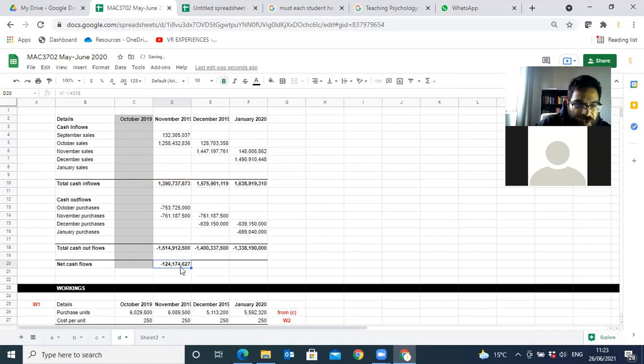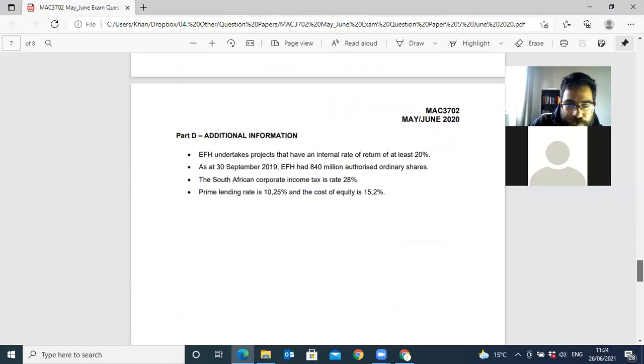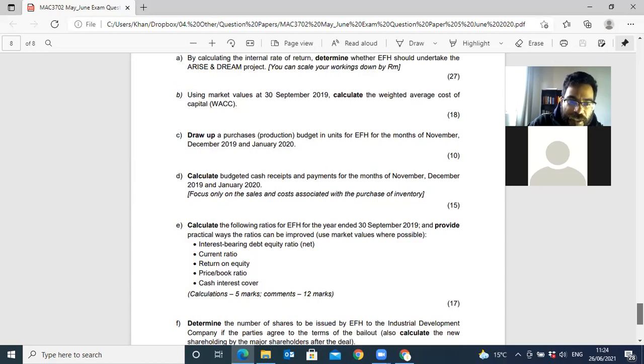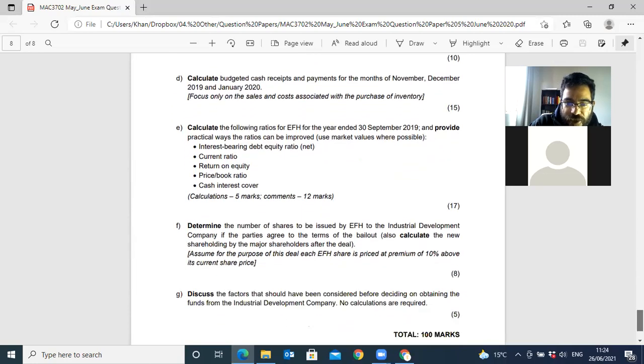They didn't ask us for net cash flows, but as you can see, net cash flows in November is negative, but then there's positives. Okay. That is the 15 marks. Let me just see if we answered the question. Yeah, calculate cash receipts and payments. So there we did it. You don't need the net cash flow line item. I just put it there. That should be it.